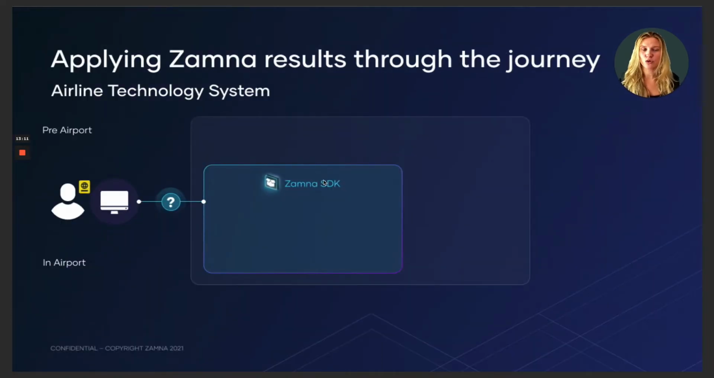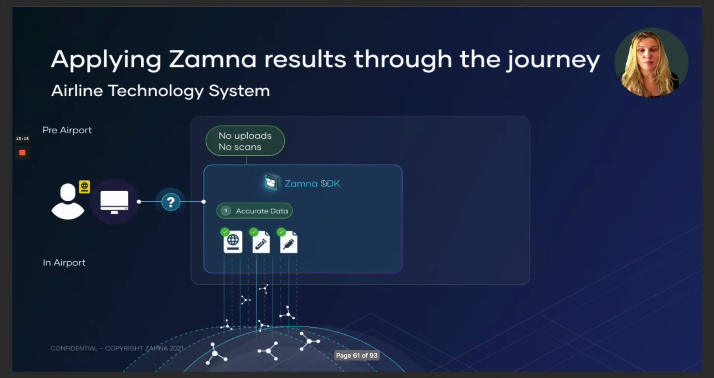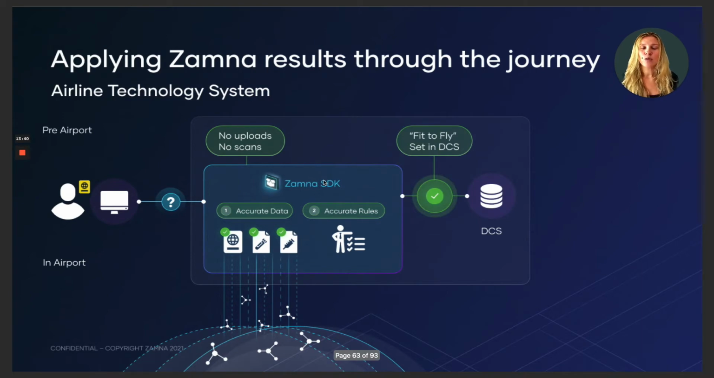Applying Xamna rules through the journey is fairly straightforward. You can do it in any touch point, whether pre-airport or indeed within the airport, because the passenger first comes in with this blue question mark of data that Xamna then starts to find matching signals for. If there are accurate matches, then you will get them. You will get those green ticks as an airline without asking the passenger for any uploads or any scans. You will also be able to apply accurate rules within Xamna's SDK, and you'll be able to set a fit to fly status in DCS.